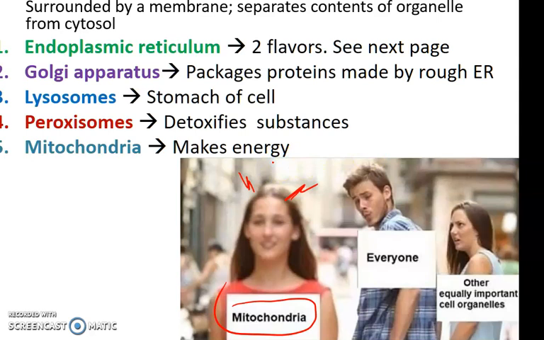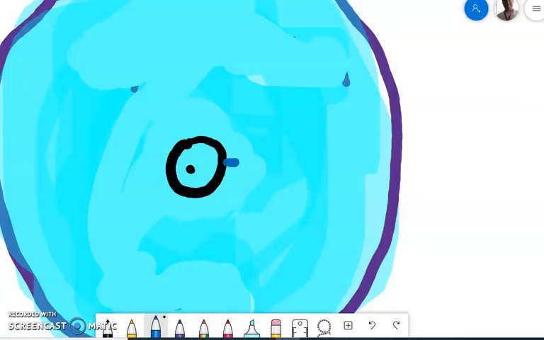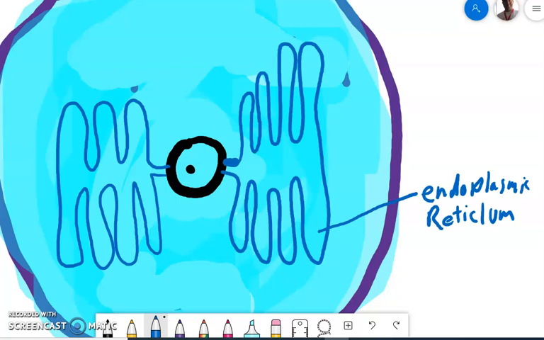Now, there are 5 membrane-bound organelles. I expect you to know what they do on the test. And the first one is endo, inside, plasmic reticulum. I'm going to draw it. So the endoplasmic reticulum comes off continuous. Oh my goodness, I just drew a TIE fighter.